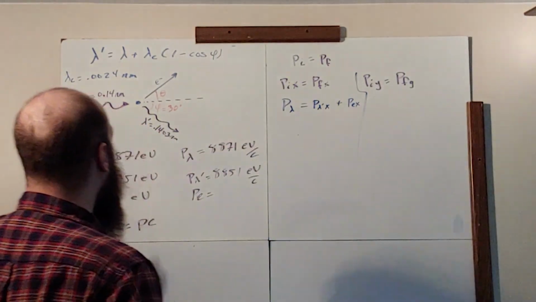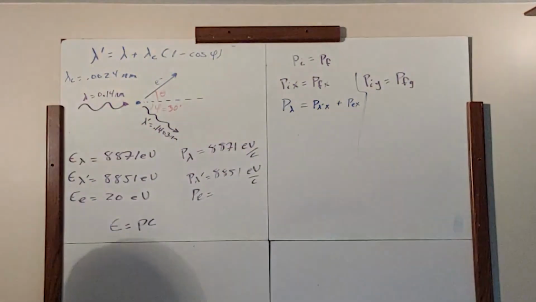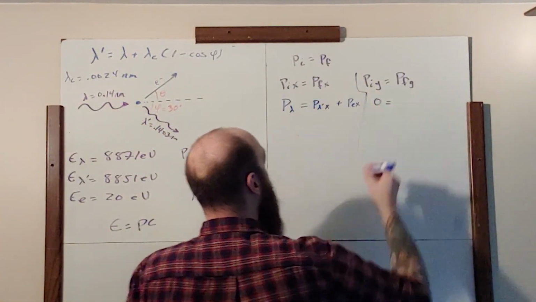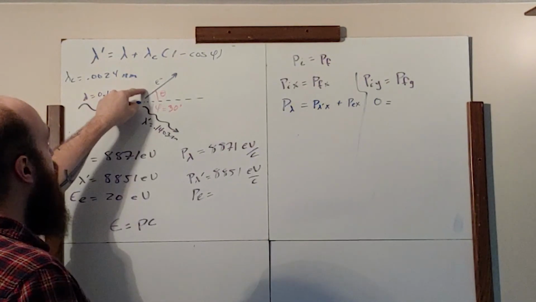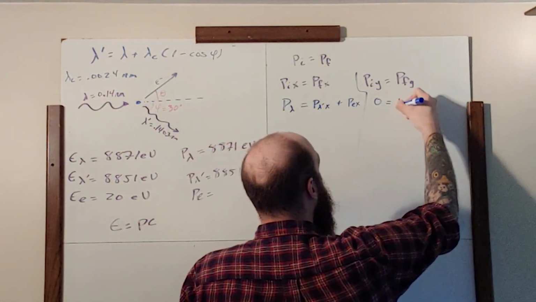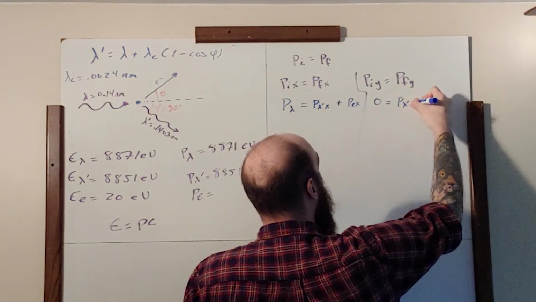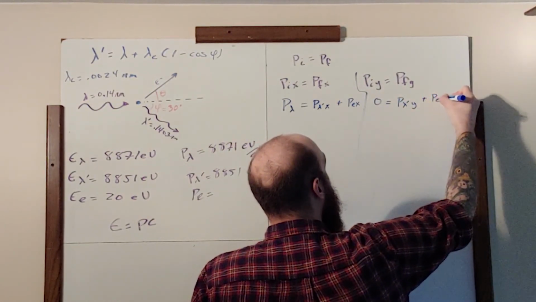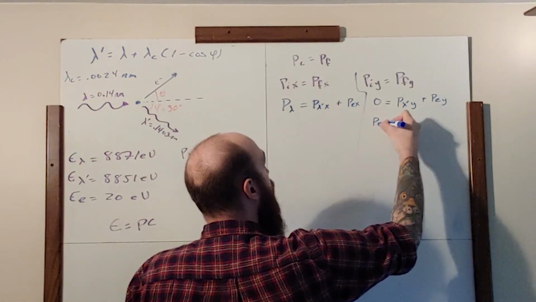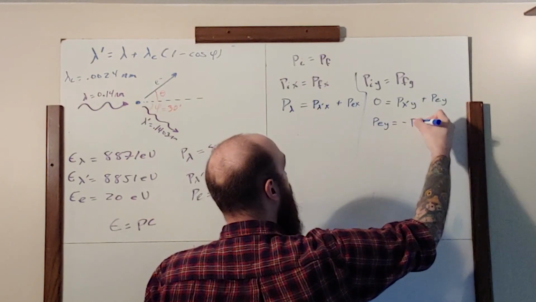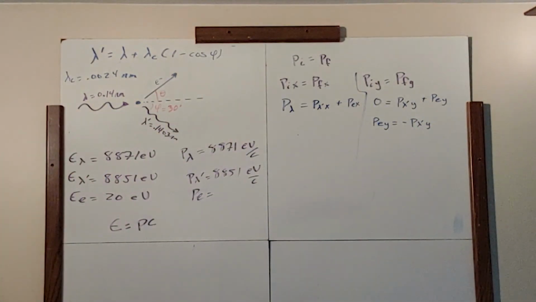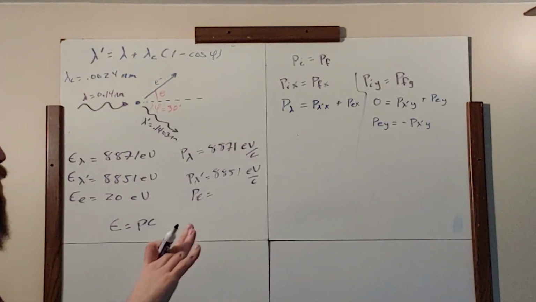Now in the y direction, we didn't have any y component of momentum in the beginning. So this is just 0. Afterwards, the electron has a component and the scattered photon has a component. So we can say P lambda prime y plus P E y. And so if you'd like, P E y is equal to negative P lambda prime y.